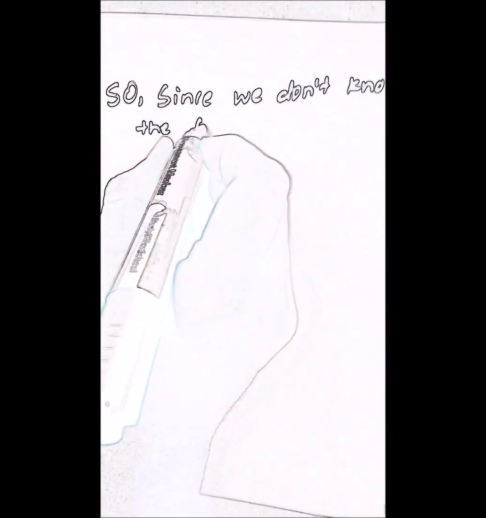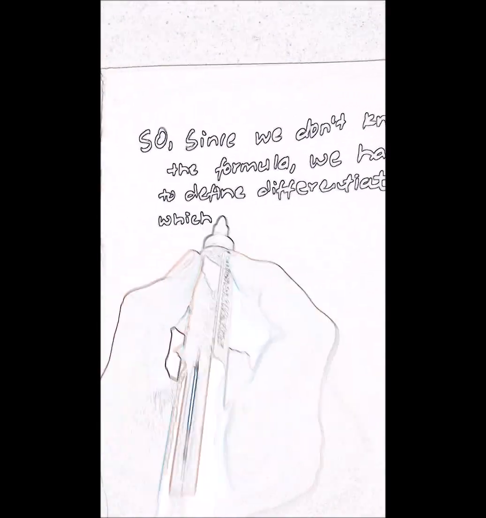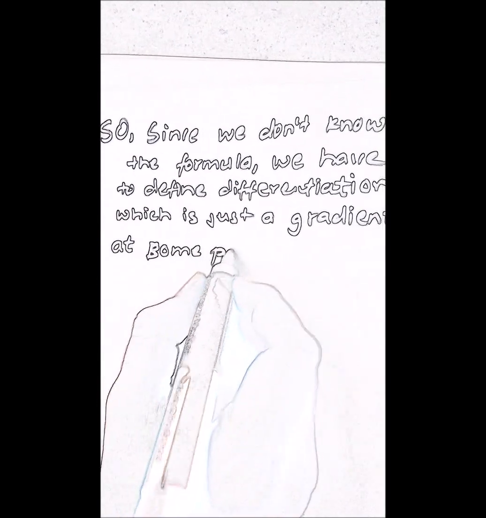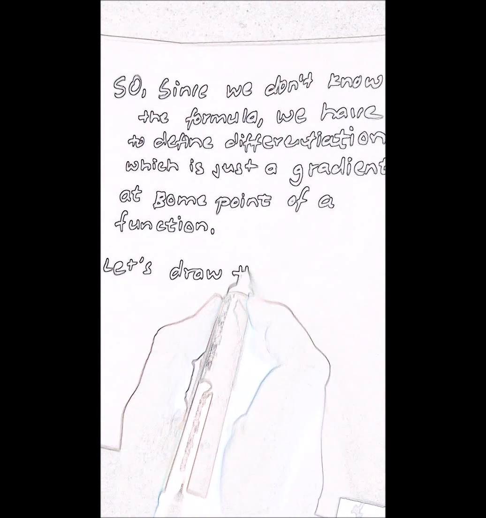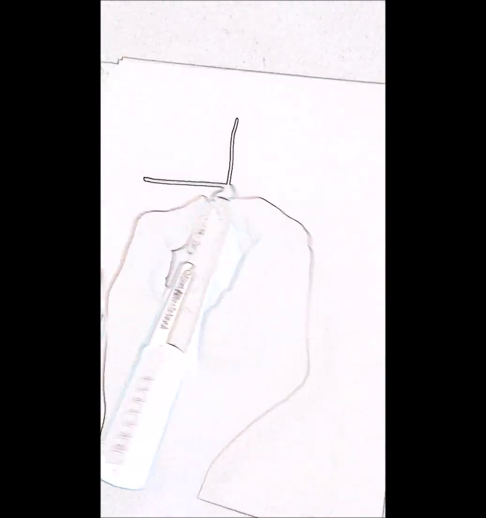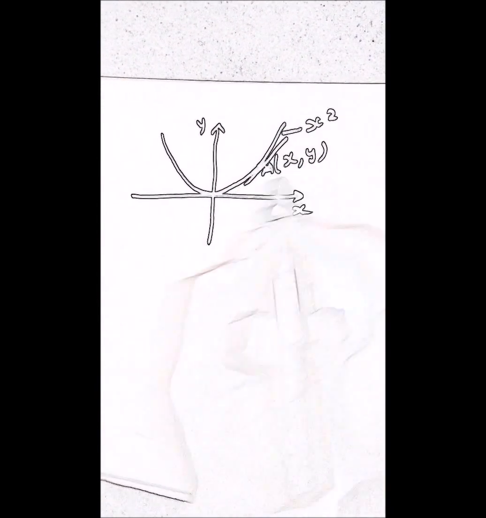However, now suppose we don't know the power rule and we have to calculate the derivative of x squared. So we know the derivative as being the gradient at some point A, with coordinates x, y, of a function. So now let's draw the graph and try to work out the gradient at point A. This is the graph of x squared with x and y axes, and the tangent is drawn at point A.